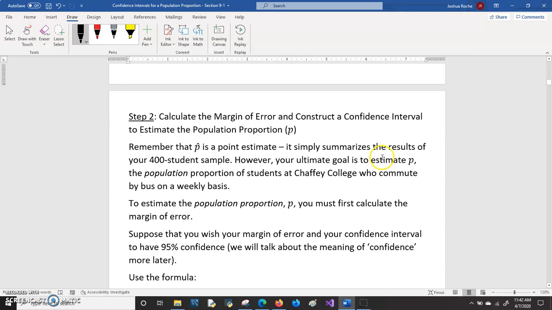But your ultimate goal is to estimate P, and P represents the actual population proportion of students at Chaffey College who commute by bus on a weekly basis. This is not known. This is what you're trying to find out. What's the actual proportion among all of Chaffey College students, not just among the small sample that you took. So to estimate the population proportion, the first thing that you'll need to do is calculate the margin of error.